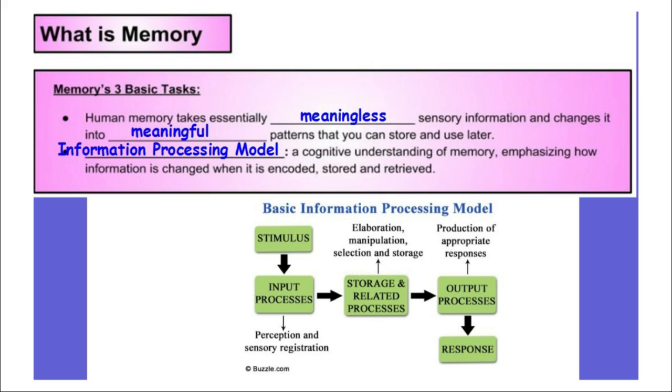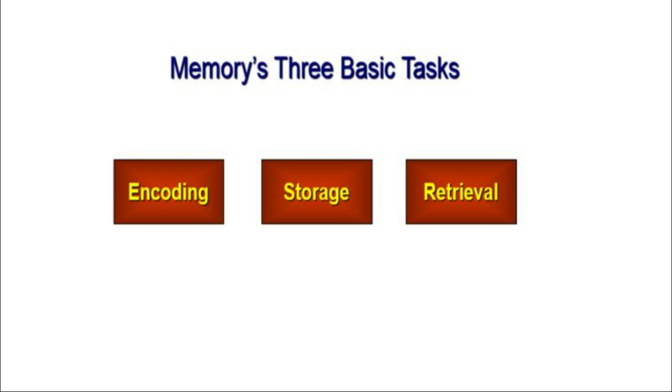The storage part is how we manipulate it or use elaboration to put it into place. And then finally, the retrieval part is kind of the output. How are we going to access it when we want it? So the three basic tasks, as we mentioned a moment ago: encoding, storage, and retrieval. And we're going to break each one of these down just a little bit.